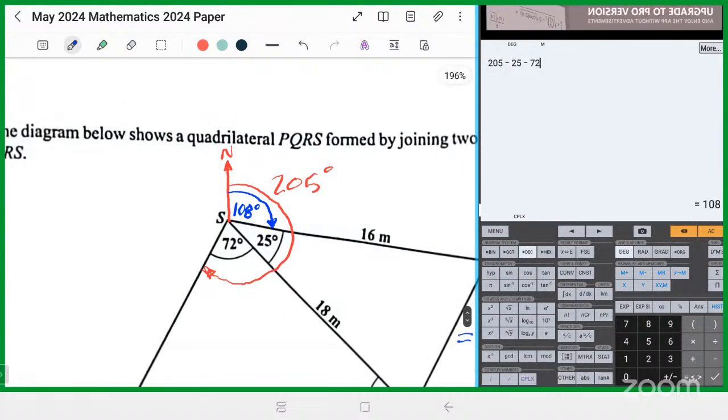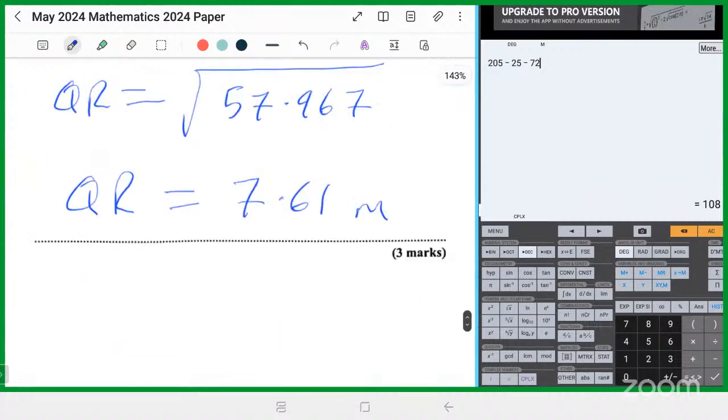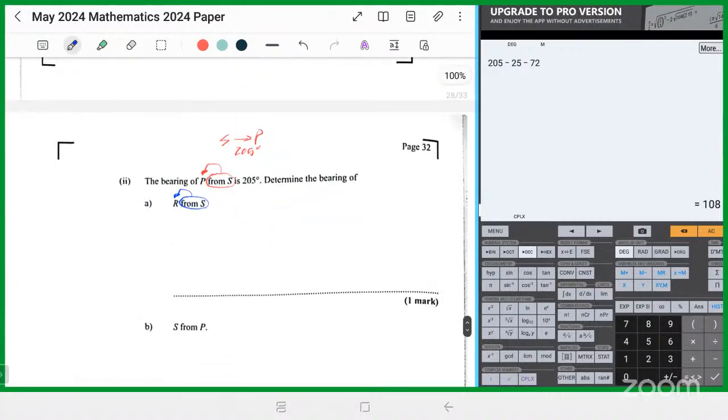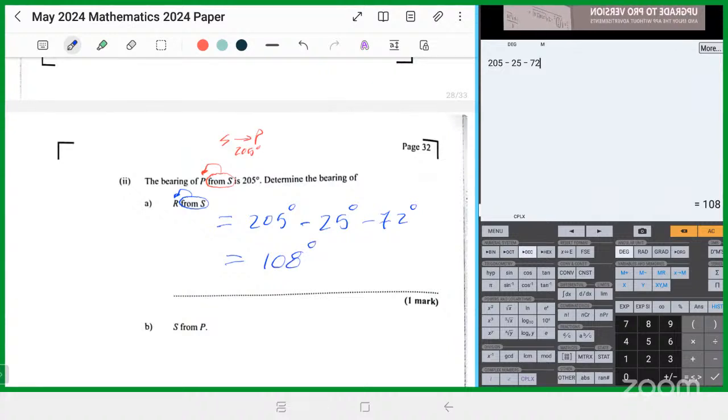So, throw some calculation down here. You can write it and say that angle becomes equal to 205 degrees minus the 25 degrees and minus the 72 degrees to give us that 108 degrees bearing. Very good with that?